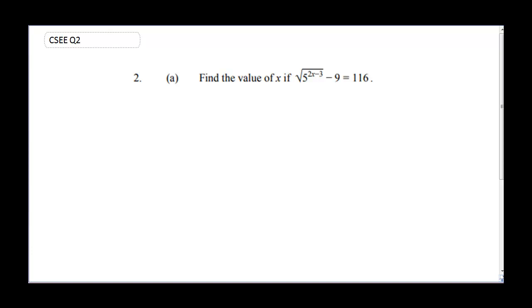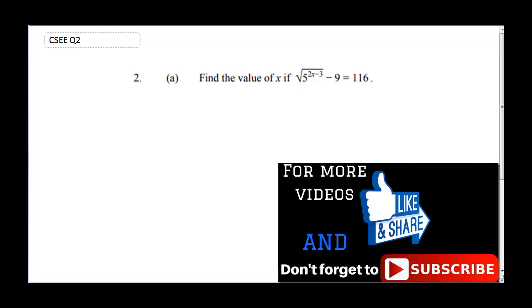Question 2 says, find the value of x if root 5 raised to the power 2x minus 3, minus 9, is equal to 116. Now, the first thing I'm going to do is write this as root 5 raised to the power 2x minus 3, minus 9, is equal to 116. So at this point, I'll collect like terms.